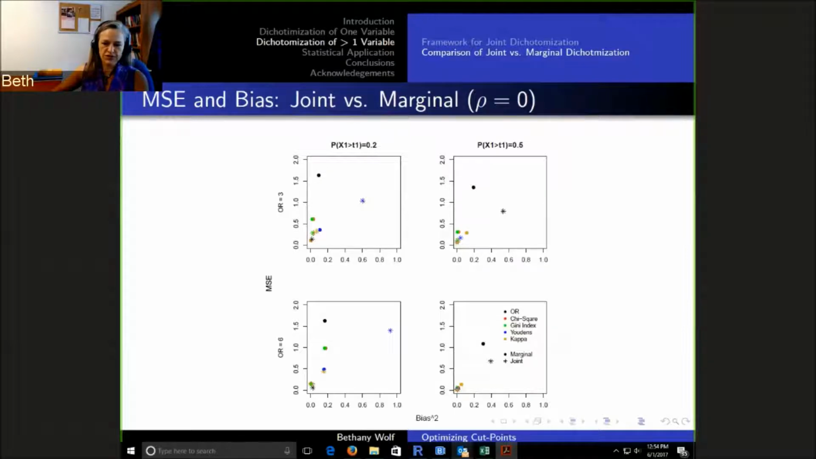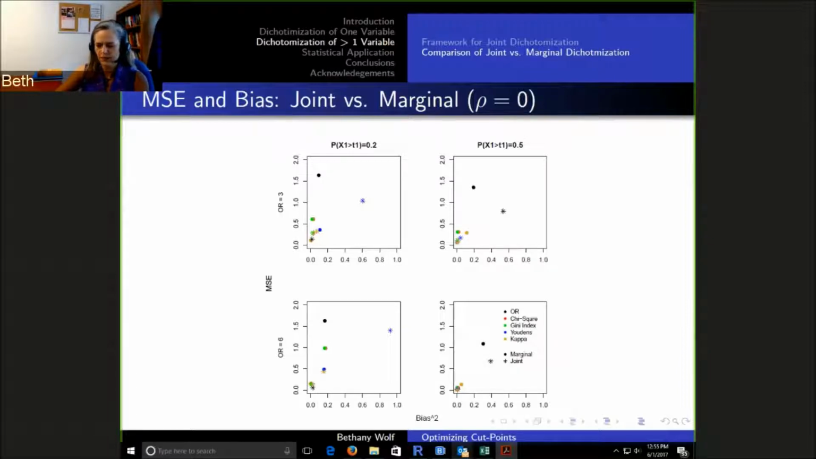Here, you're seeing more of a distinction with the Gini and the chi-square statistics, so these red and green solid dots relative to their joint dichotomization, which are the red and green stars. So in general, you do better with the Gini and the chi-square statistic if you use joint dichotomization. Same thing with the odds ratio. And for the most part, odds ratio is our best performer. The only exception appears to be when my strength of association is stronger and my probability of x greater than t is large. And it's still doing well, but clearly not as well as everybody else down here.